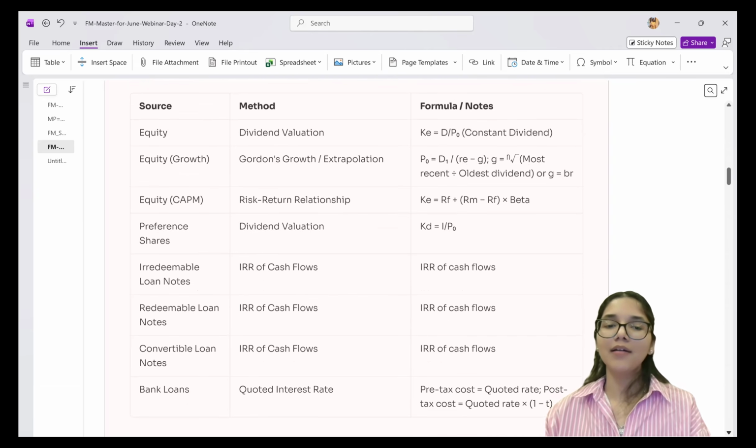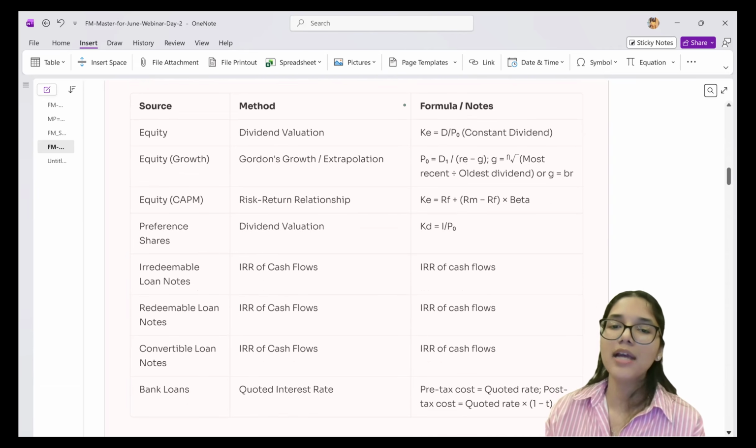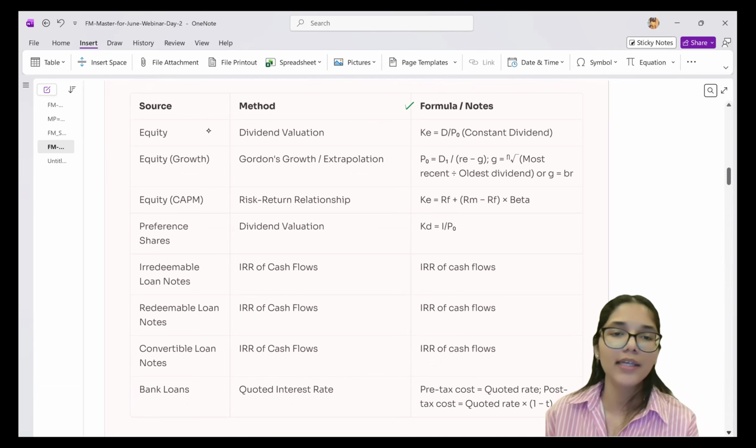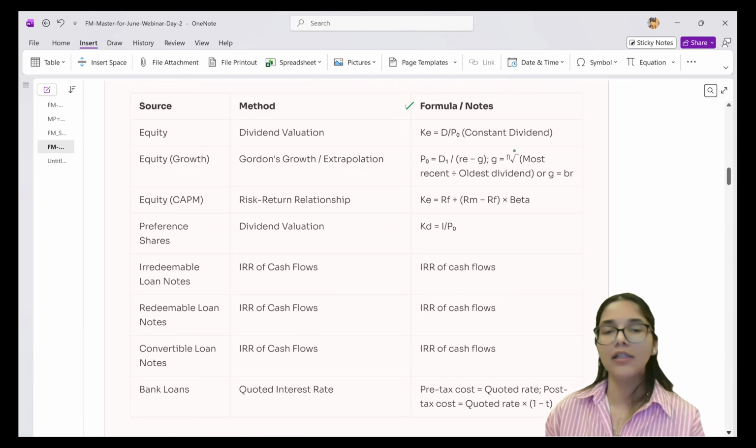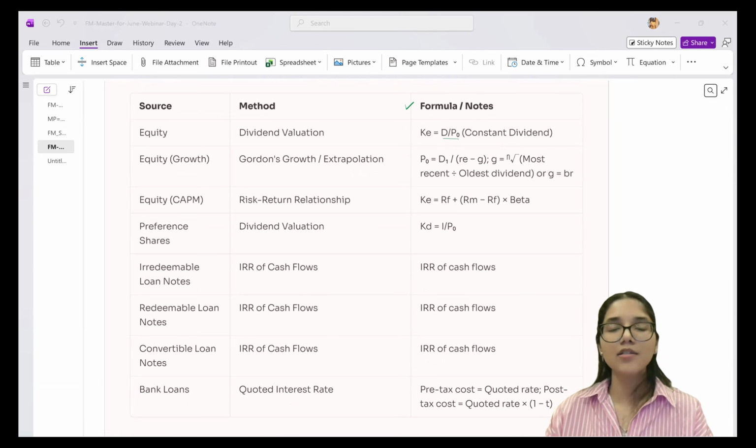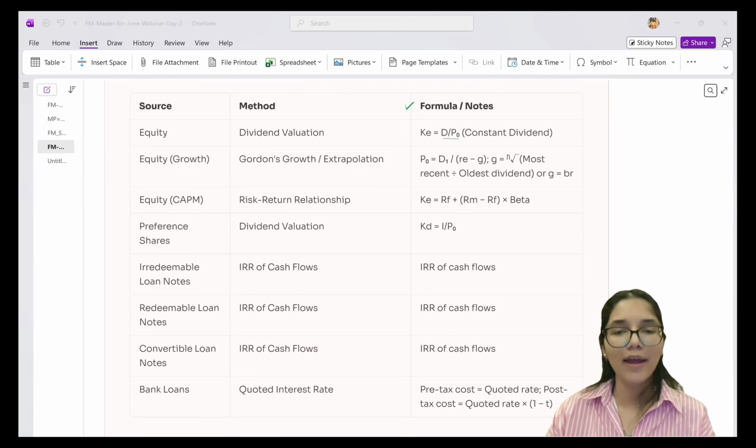So these are the different methods that we can possibly use, and the formulae for the same. For equity, firstly, we learned about the dividend valuation model. If, for example, you have a constant dividend, where a company pays the same amount of dividend every year, then the formula is very simple: dividend divided by the market price of the shares. Then sometimes it will also be the case that the dividends of the company are going to grow every year.